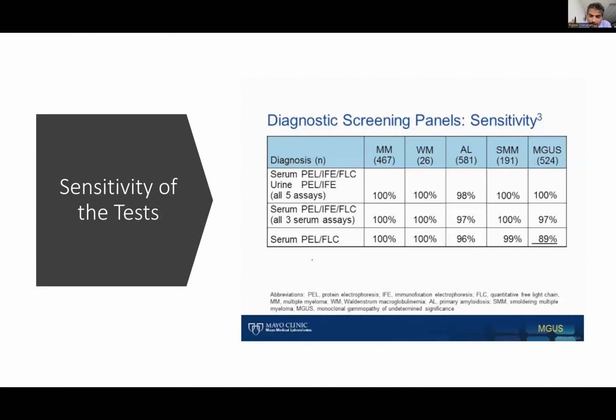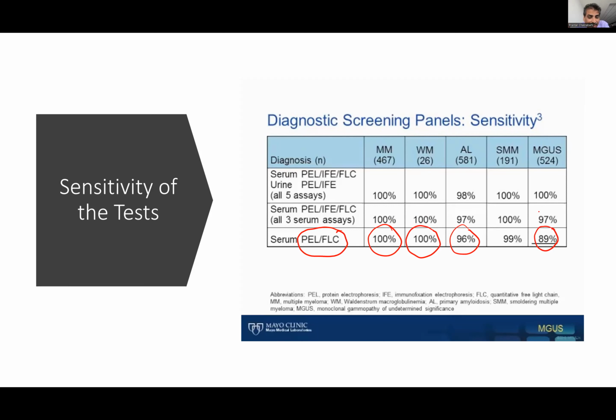So if you have to do a screening panel and want to save money, you can just do a serum protein electrophoresis and a free light chain. In myeloma, it is 100% sensitivity. In Waldenstrom, which is IgM, it is 100%. In AL amyloidosis, it is 96%. In smoldering myeloma, it is above 98%, that is 99%. But in MGUS, it is a bit low, 89%.